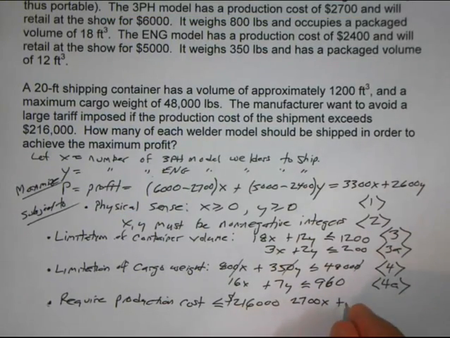And then looking on to the specs for the E&G, it has a production cost of 2,400 times y for all of them. Got to have that less than or equal to 216,000. Okay, there could be number 5.